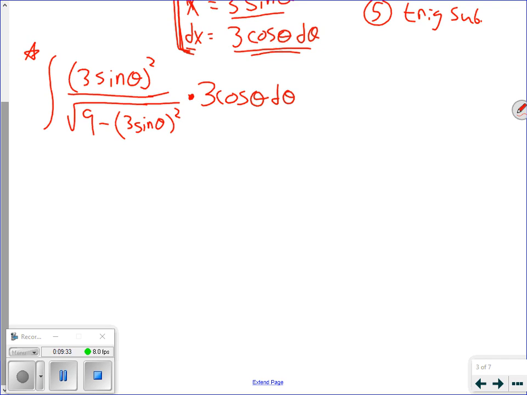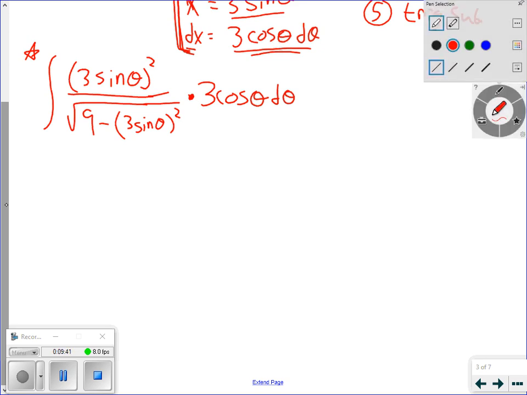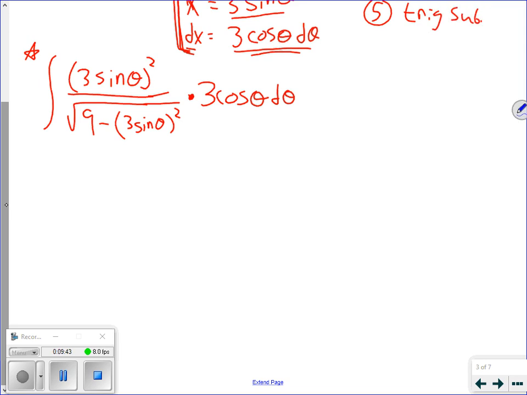All right, now you do this in as many steps as you need to. This is what I like to do. First things first, I like to bring out as much constants as I can. So for instance, notice what we have here. And again, this is 3 cosine theta d theta over 1. On top here, I have 3 squared times 3, which is 3 times 3 times 3. So I can bring a 27 out as a constant.